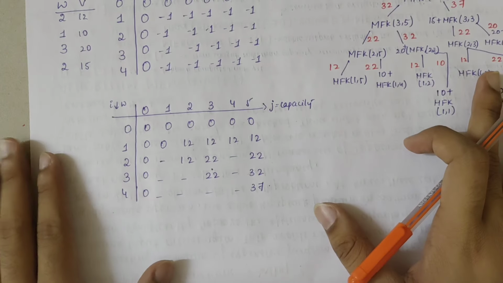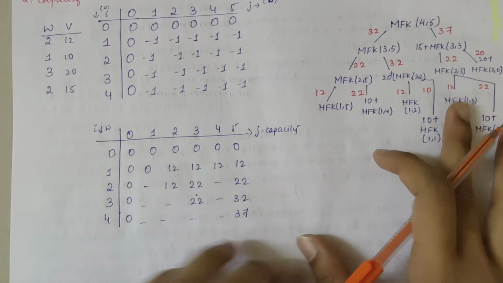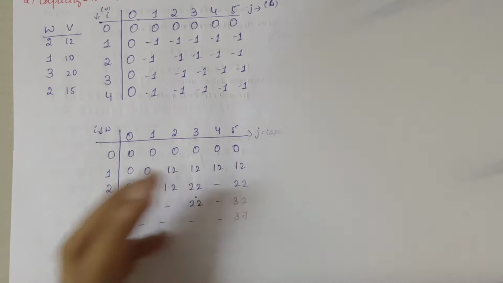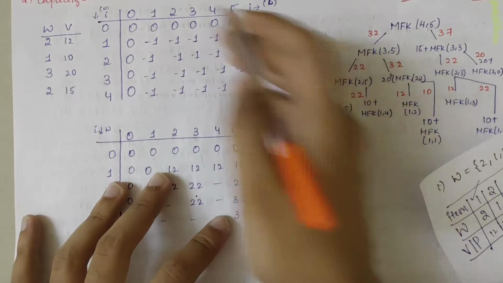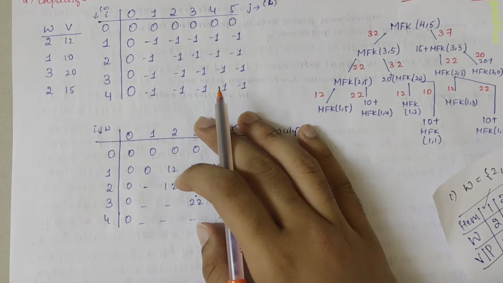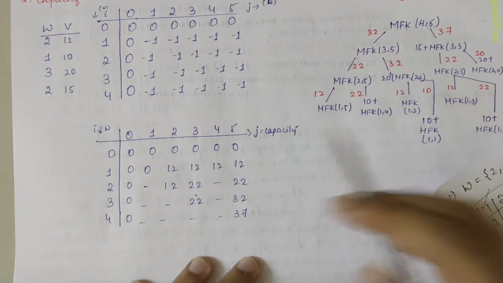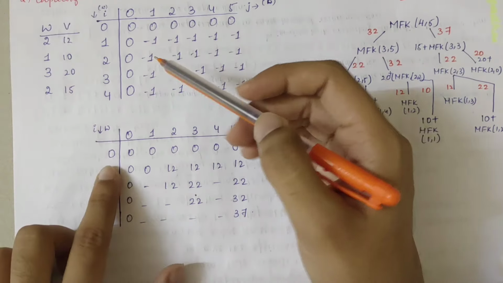We'll look into a problem now. Here we have the first problem which we had solved, this one. Initially, we are told to take -1 everywhere, so we have taken -1 everywhere. After that, we should start filling in the values.